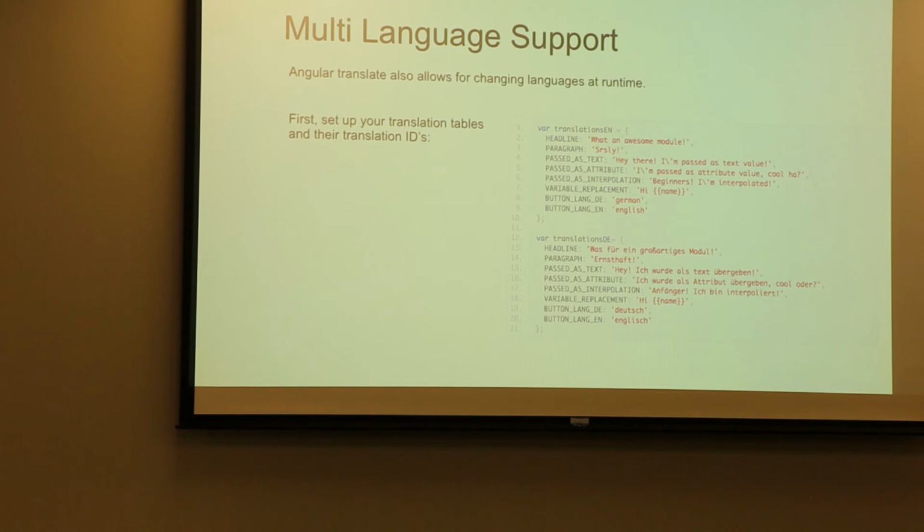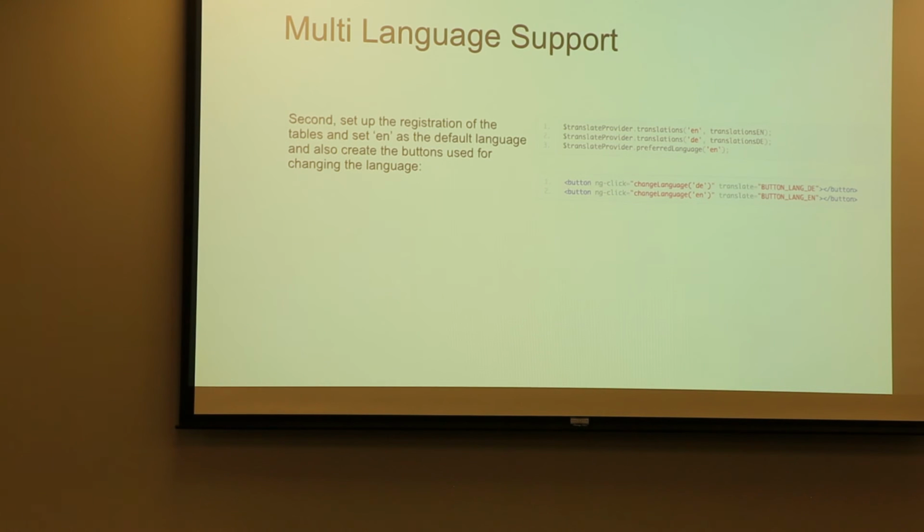And with Angular Translate, you can change the languages at runtime. First, you set up your translation tables and IDs, so you have one for English and German. Everything's set up there. After you set the translation tables, this here sets English as the default language, and you get your buttons set up, and they will call the change language function. You pass in the language key, which you can see, DE or EN.